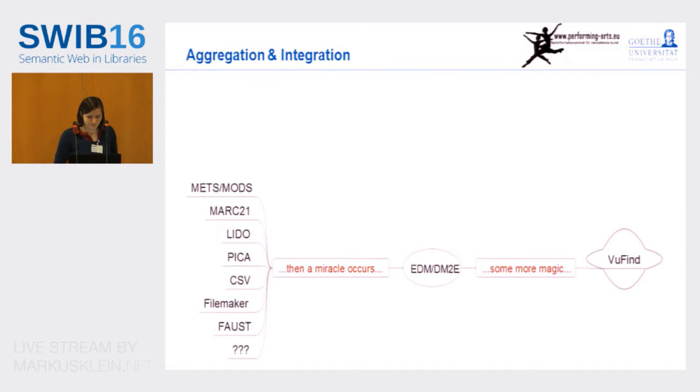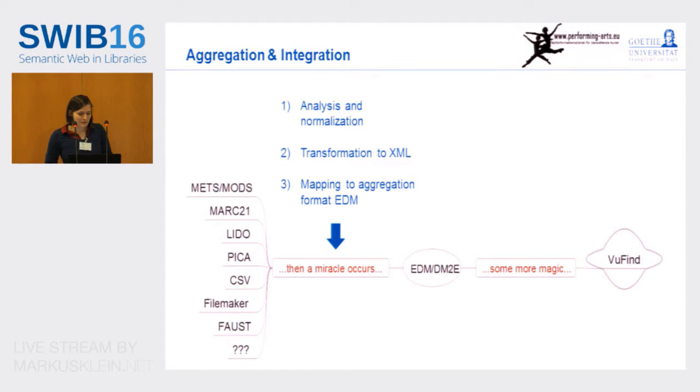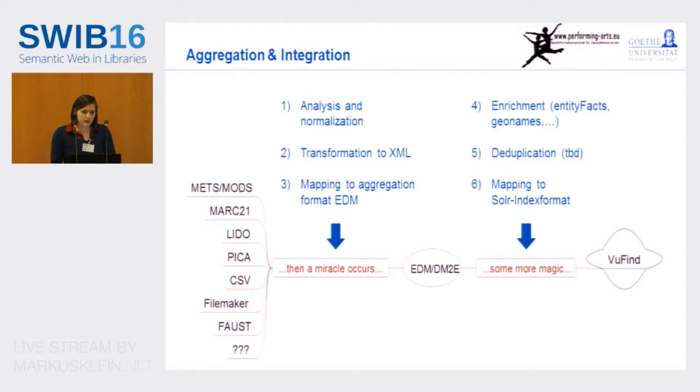So, it still might be a bit unclear what we are actually doing. In the first part of my workflow, I normally analyze the data and obviously normalize it quite often, because there are really different standards involved. When the data is not coming as XML, we are also transforming it to XML to have some kind of portable format to cope with. And then we are mapping, and as I said, often reusing, but also implementing our own mappings. And then what we do is enrichment, like entity facts.